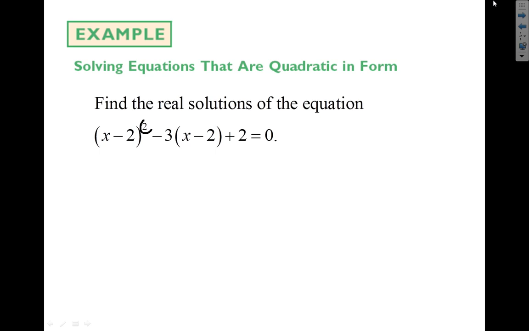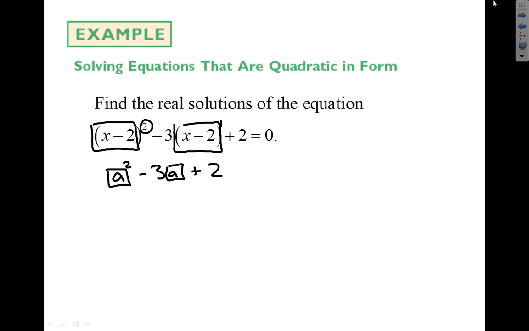What we see here is something squared, something to the first, and then a constant. This is like our old a squared minus 3a plus 2, and that's actually what we're going to do. We're going to use these placeholders. Put in an a instead of x minus 2, and then does this factor? Sure it does. This is a minus 2 and a minus 1. That's equal to 0. All right, forgetting about the x minus 2 for a second, let's solve for a. a equals 2, or a equals 1.